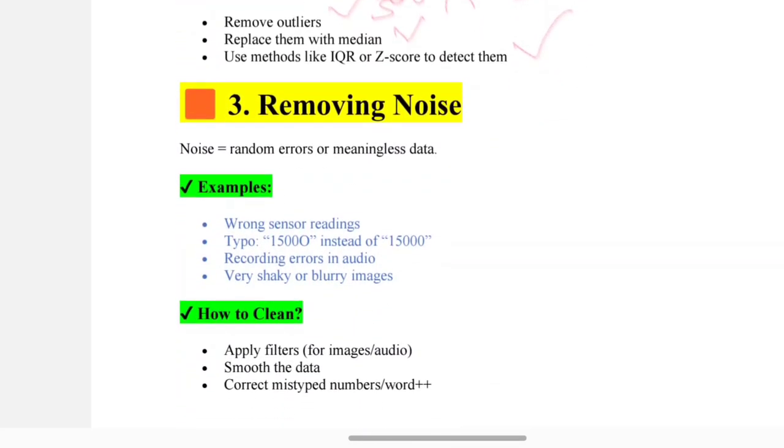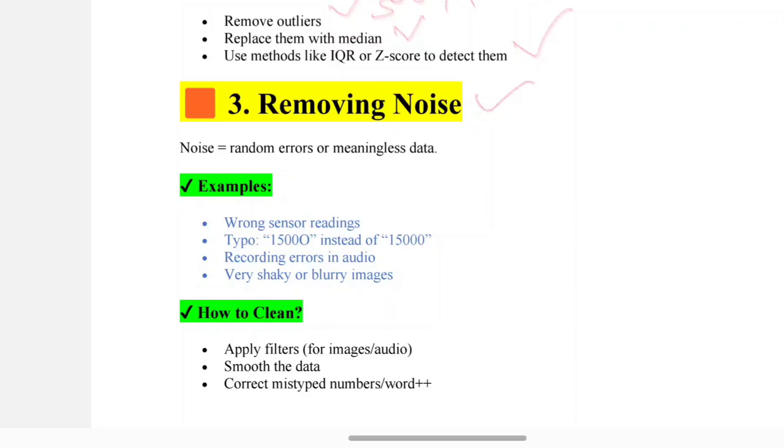Now one more thing is removing noise. What is noise? Noise means some random errors or useless variations in the data. So that is what we call noise. A sensor shows the wrong temperature, that is noise. A typo mistake, for example, in 1500, someone types it as O, big O, instead of 0, like 15,000. That is a mistake, useless variations done by someone. Shaky or blurry images during the recording of videos, background noise in audio, all of that we call noise.